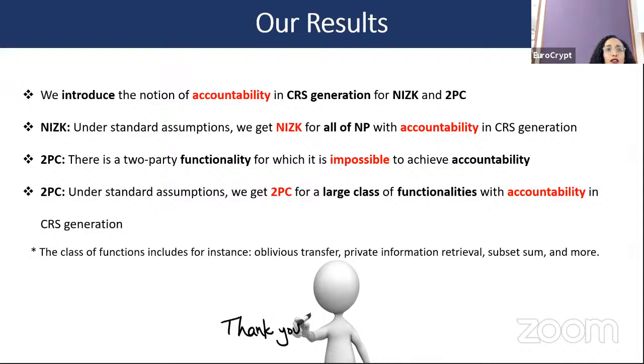I don't think that I follow your question. Could you repeat? He's asking what the relation is between your notion of accountability and subversion zero knowledge. Oh, I see. So if I understand correctly, we want to have NISC, but we also want to have NISC under accountability. What does it mean? It means that I want a party who generates the CRS, because in the real world, someone should generate it. If the CRS is actually maliciously generated, then maybe we won't have accountability, we won't have NISC, if this is the question.